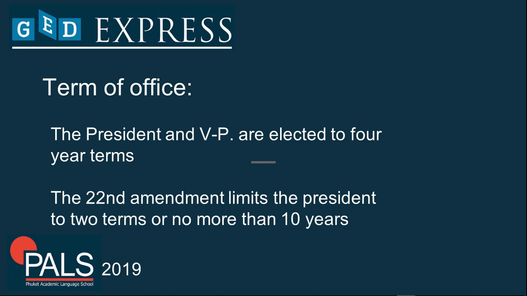About the terms of the office: the president and the vice president are elected to 4-year terms. And the 22nd Amendment limits the president to 2 terms, or no more than 10 years.